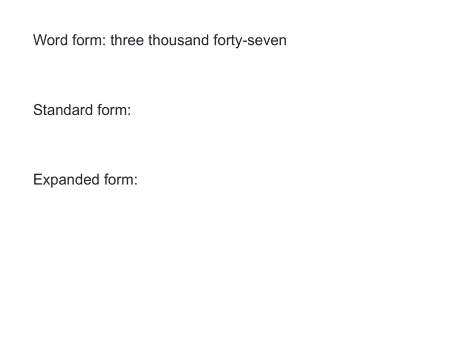So yesterday we talked about what word form, expanded form, and standard form are. So let's see what we remember, okay? If the word form is 3,047, I want you to write that in your notebook, and then take a moment to write the standard form as well as the expanded form of this number. Okay. So the number in standard form is 3,047. What about an expanded form?